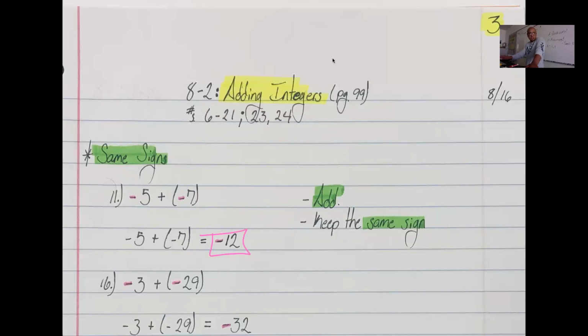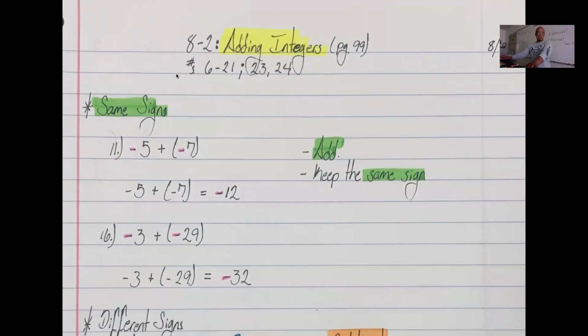So as you can see, it's just the same as if these were positive, except that we're adding in the negative direction. Let us look at another example. This is number 16 from our textbook. And here we can see that we are adding -3 plus -29. Again, we are combining these two numbers. That's what addition means. It means that you're combining them together. And when you combine 3 negatives with 29 negatives, that gives us 32 negatives.